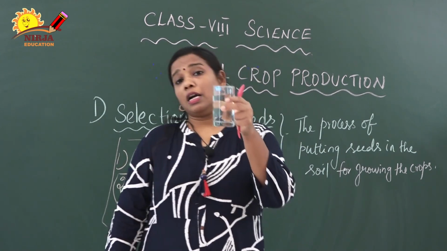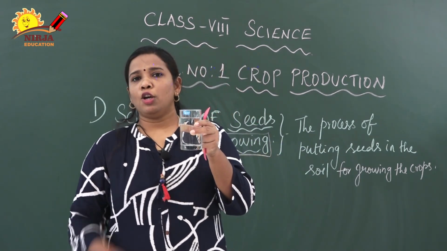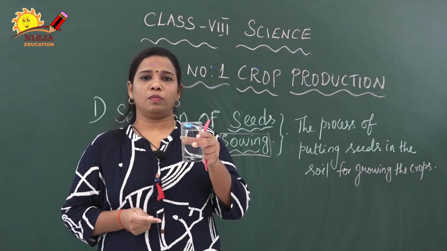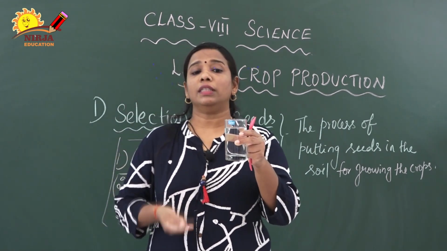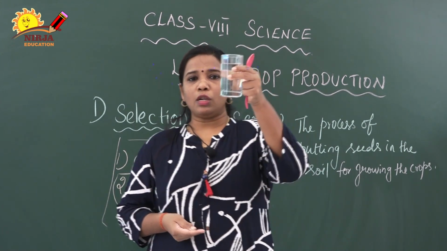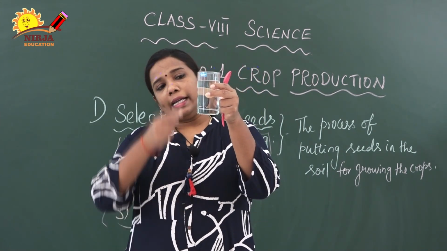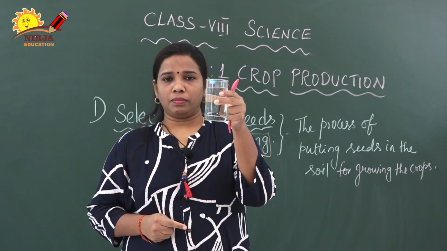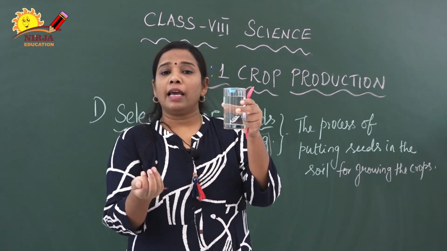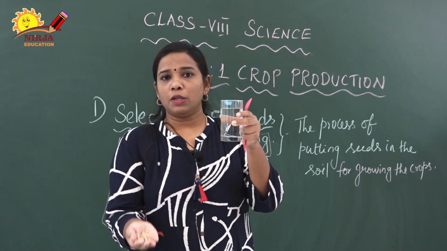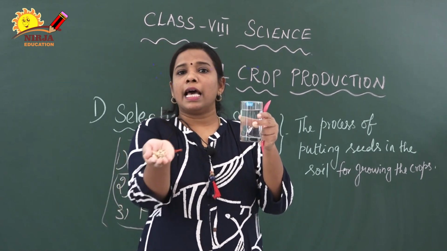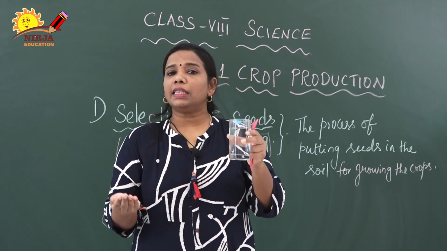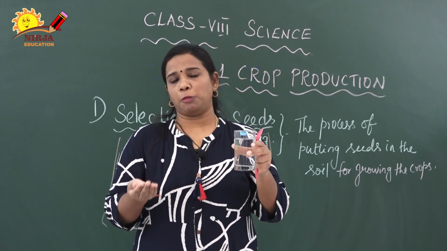You can do this experiment at home also. What are the things required for this experiment? We need one glass jar, and in the glass tumbler I filled 3/4 of water. Then I am taking a handful of seeds, and one spoon. You see this? These three things are required for this experiment.